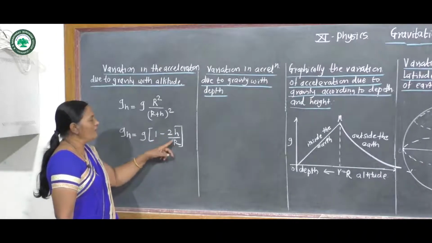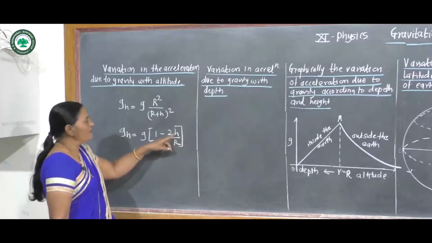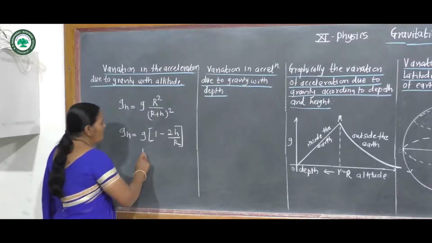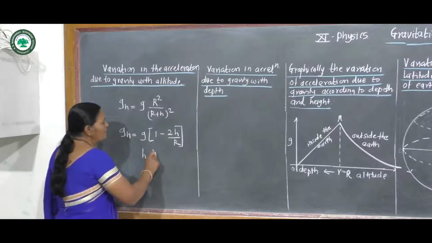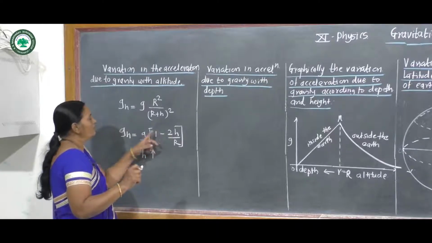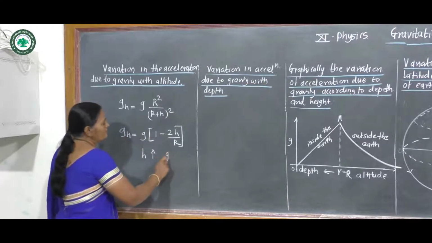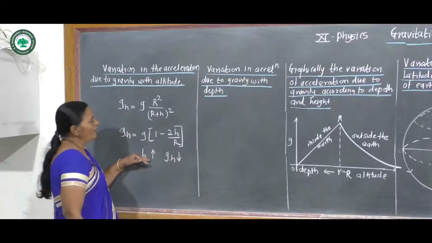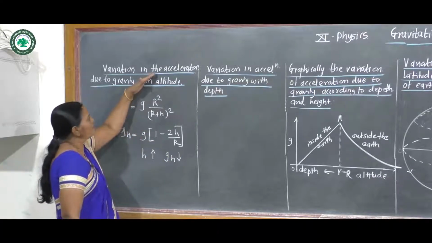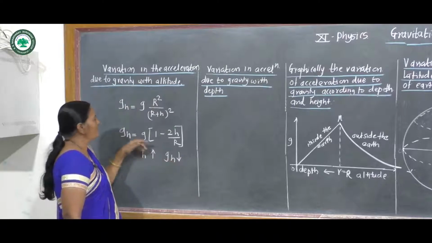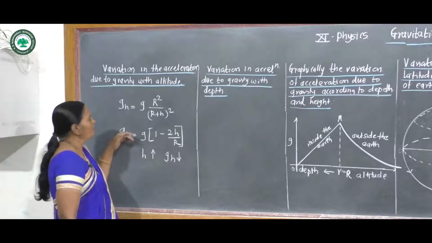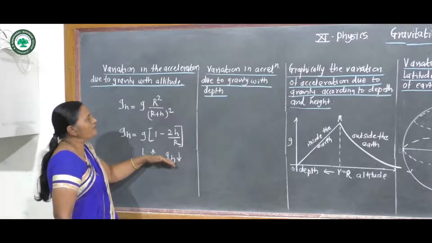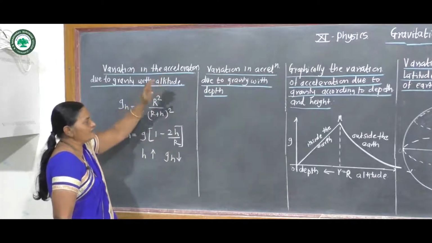Now in this case, as height increases, that is, if the value of h increases, the value of g_h decreases. That is, as the height increases, the value of acceleration due to gravity decreases. We can say that the value of acceleration due to gravity decreases as height increases.